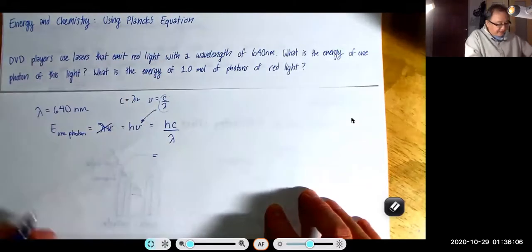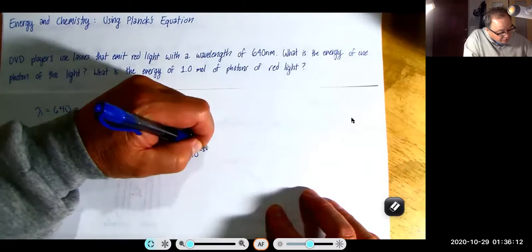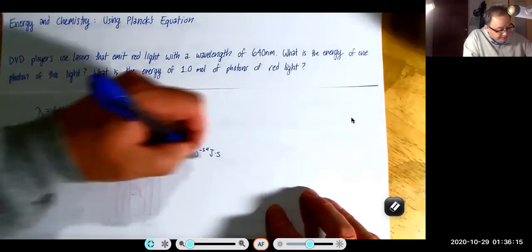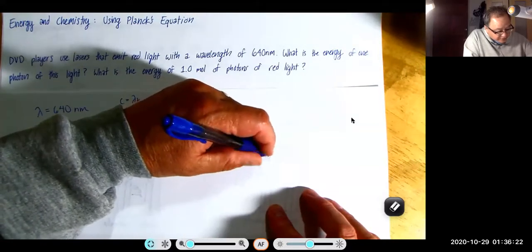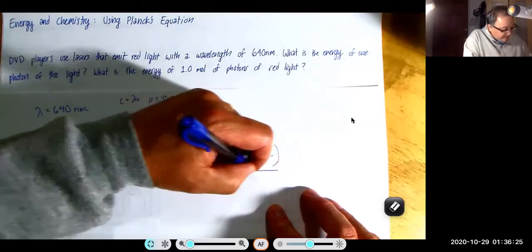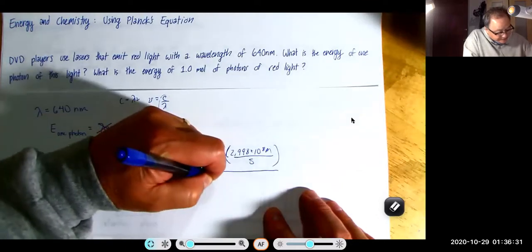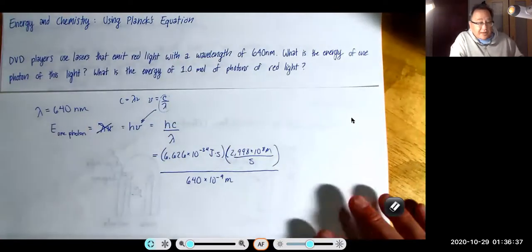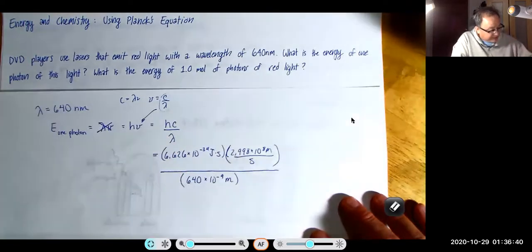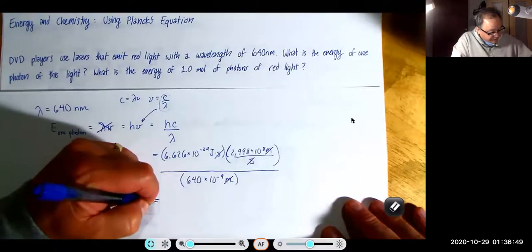So Planck's constant is 6.626 times 10 to the minus 34 joule seconds. The speed of light is 2.998 times 10 to the 8th meters per second. And lambda in this case is 640 times 10 to the minus 9 meters. Now the energy is going to come out to hopefully be joules. Let's see if the units work out that way. Can we see how this second is going to cancel with that second there? This meter is going to cancel with this meter. And so what do we have left over? We have joules left over.